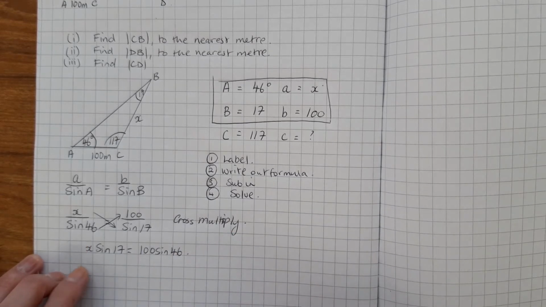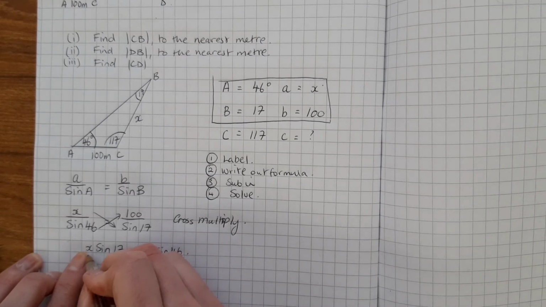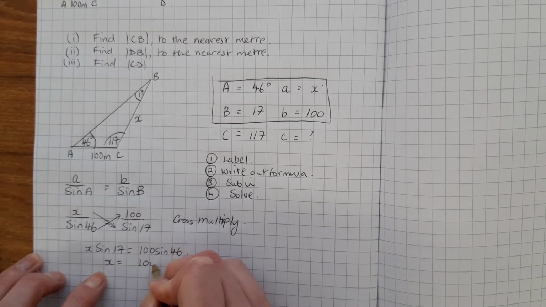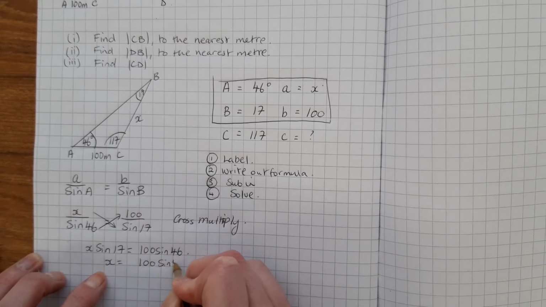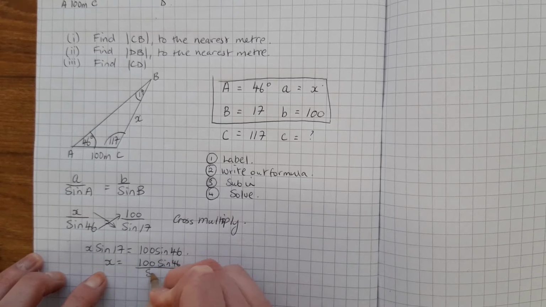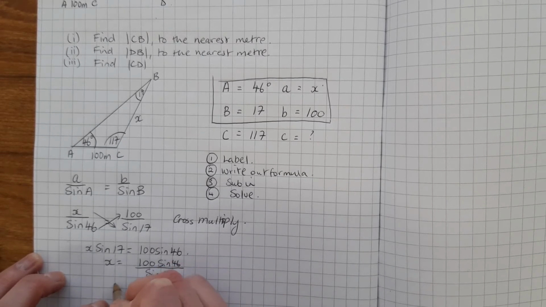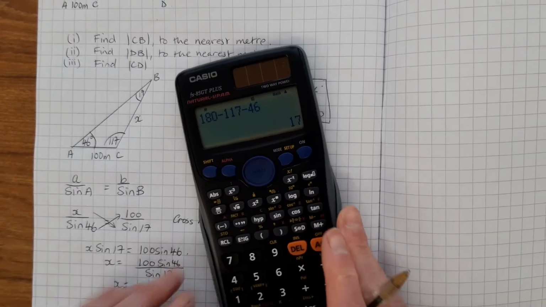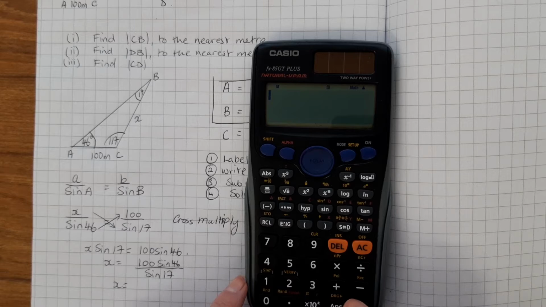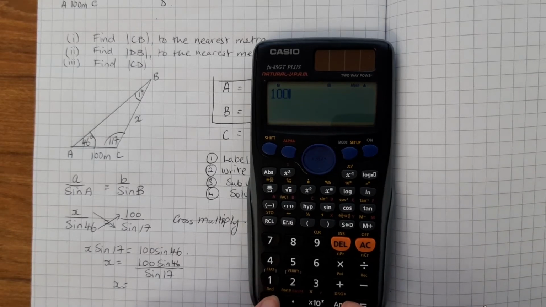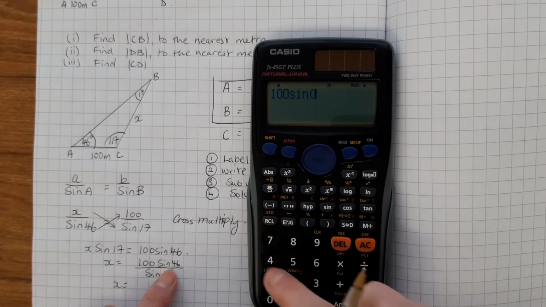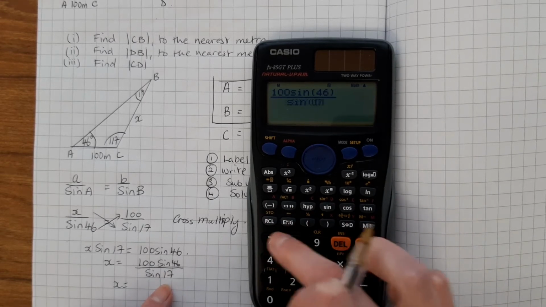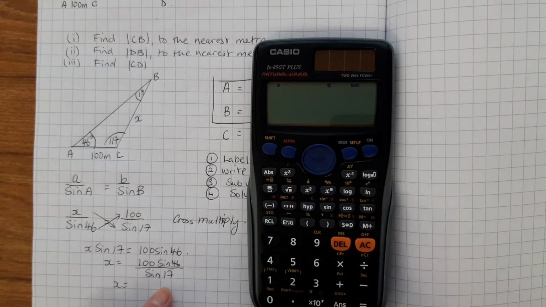The whole purpose of this question is to get the value of x. So I want x on its own, these two things are multiplied. The opposite to multiply is divide. So my answer will be 100 sine 46 over the sine of 17. And I can pop this all into the calculator. Grab your calculator and start writing in exactly as it is. So 100 sine 46 over sine 17. Close off your bracket and press equals.